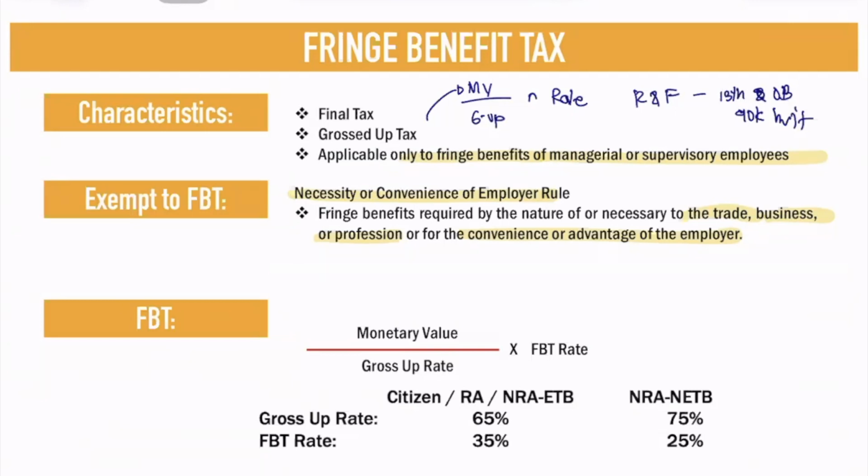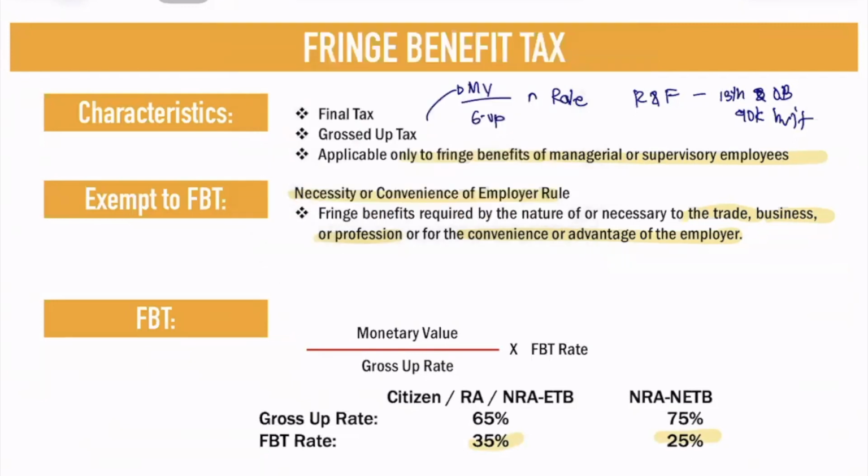Now, how do we compute for your fringe benefit tax? If ever it is a citizen, resident alien, or non-resident alien engaged in trade or business, your gross up rate is 65% and your fringe benefit tax rate is 35%. For NRA-NETB, the gross up rate is 75%, while the fringe benefit tax rate is 25%. Why? Because your citizens, RA and NRA-ETB, can be subjected to your RIT, and the highest rate for RIT is 35%. So that is the rate. While for NRA-NETB, we said it is taxed only on particular income here in the Philippines and subject to the same tax rate, that is 25%. So global system of taxation for NRA-NETB, whatever is the income here in the Philippines, 25%. That's why the rate here for NRA-NETB is 25%, while for RA and NRA-ETB or citizen it is 35%.